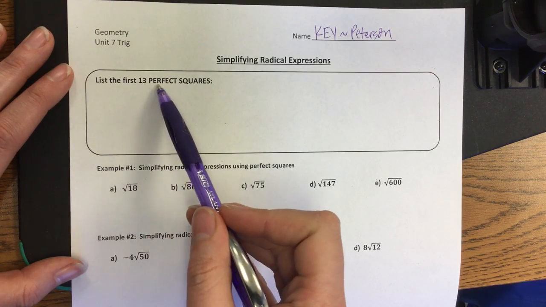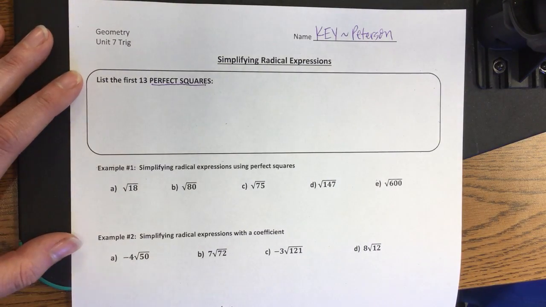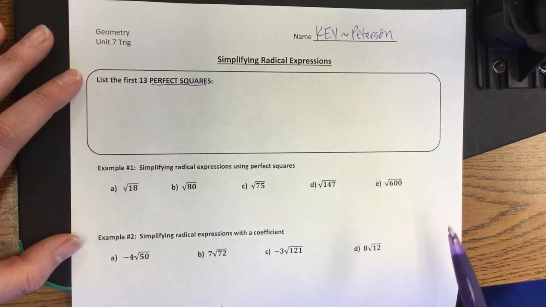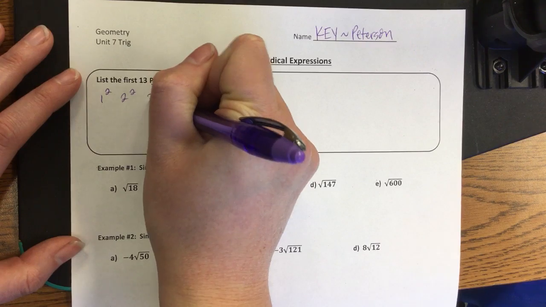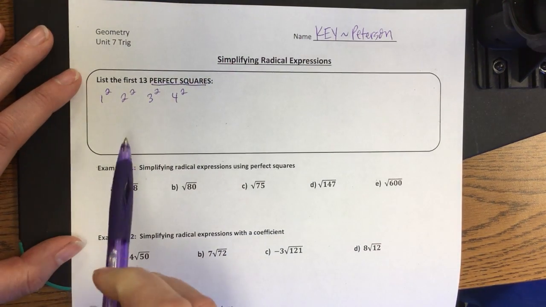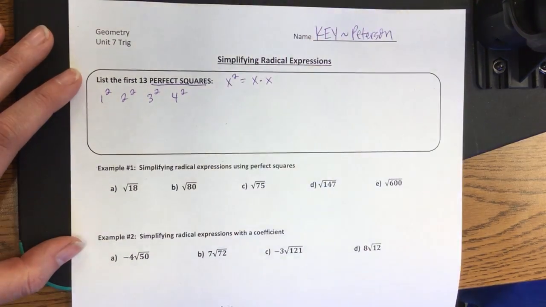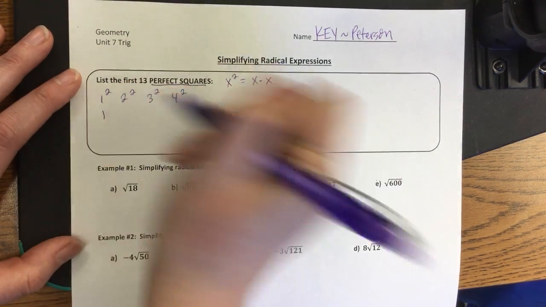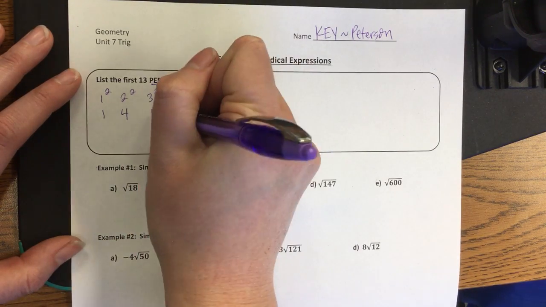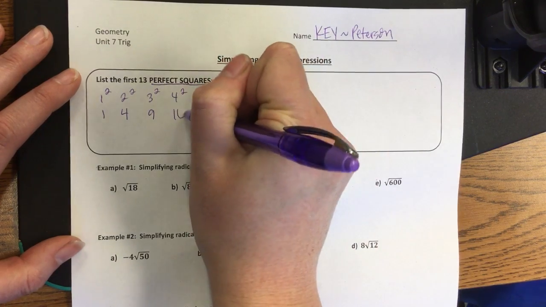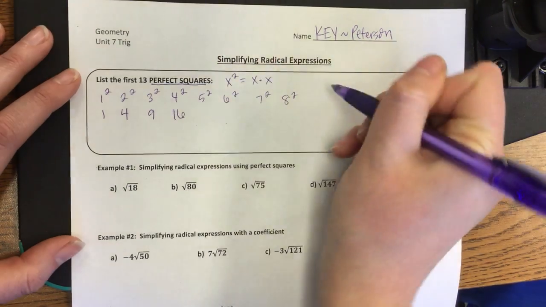All right, so list the first 13 perfect squares. Now, some of you might be asking yourself, what's a perfect square? Well, a perfect square comes from squaring whole numbers. So if I have 1 squared, or 2 squared, or 3 squared, or 4 squared, anytime I've got something squared, that means I'm taking itself times itself. So 1 times 1 would be 1, 2 times 2 is 4, 3 times 3 is 9, 4 times 4 is 16, and we can continue on the pattern.